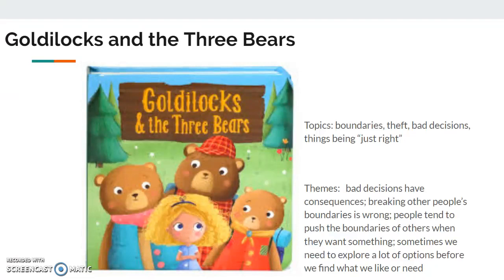We also learn, they're not all negative, that sometimes we need to explore some options before we find what we like or need. She needs to try the porridge that's too hot. She needs to try the porridge that's too cold, and then she finds the one that's just right. So sometimes we don't always stick with what we start with. Sometimes we need to try things out.